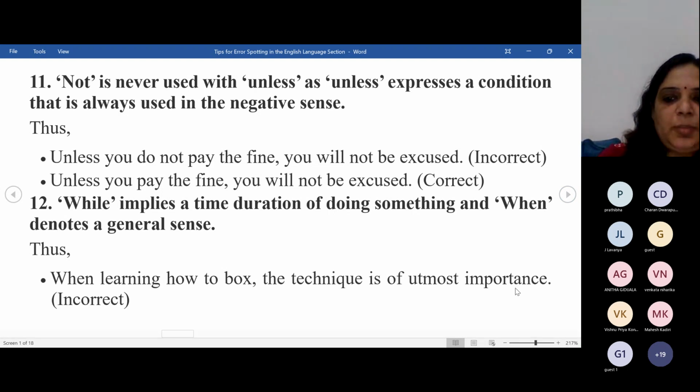Technique of something, what happened? Are you able to see? What is it? Technique of... Yeah.